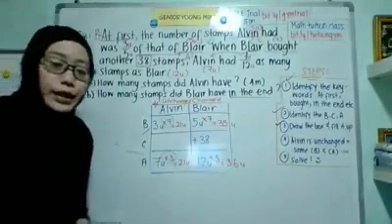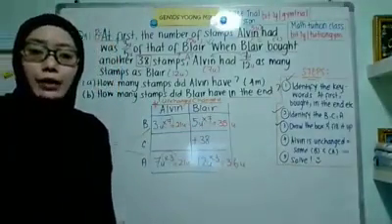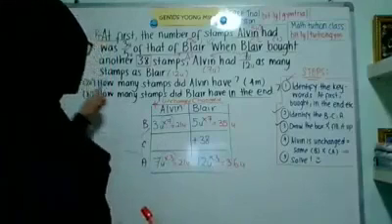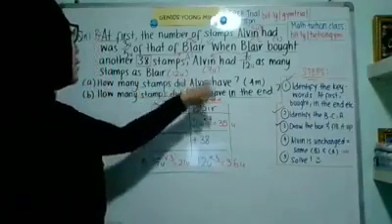Okay? Alright? Now, did we solve this sum yet? We haven't solved the sum. Because for part A, how many stems did Alvin have?